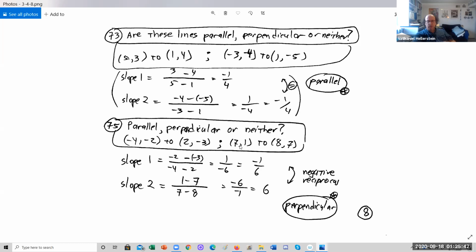Here, the line through (7, 1) to (8, 7), the change in y is 1 minus 7, over the change in x is 7 minus 8. That's negative 6 over negative 1, positive 6. So the slopes are negative 1/6 and positive 6. These are negative reciprocals of each other, and therefore these are perpendicular lines.